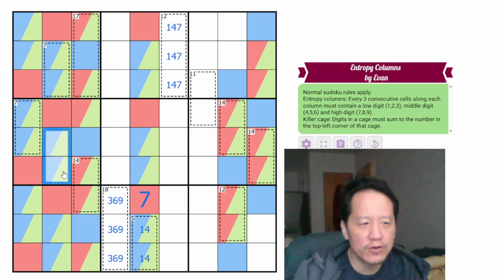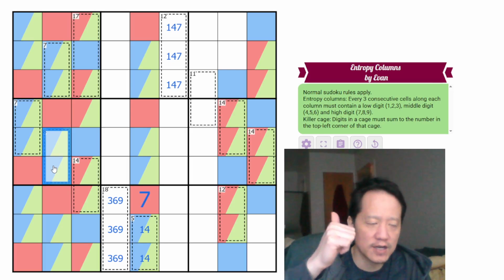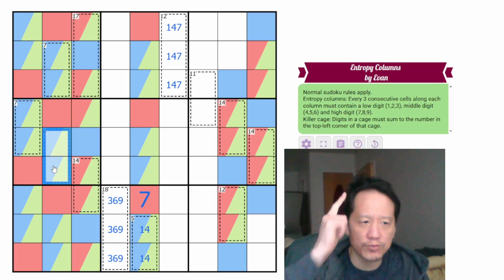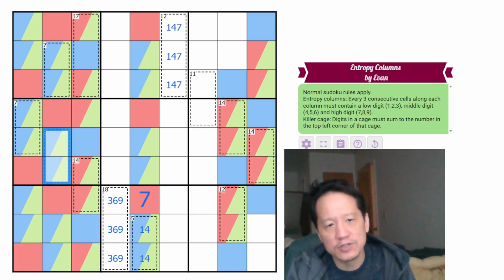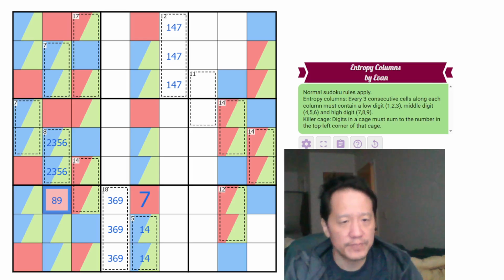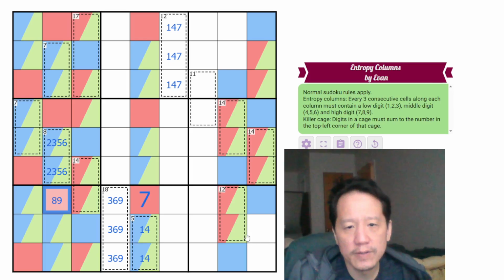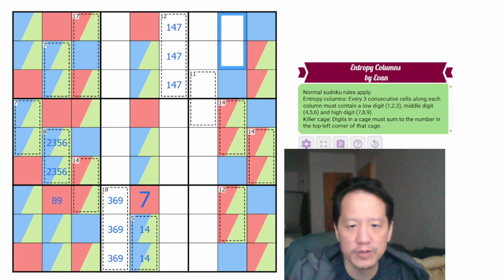Well, we have a low and a middle adding up to 8. So 1 and 7 is removed because 7 is high. It has to be 2, 6, or 3, 5. But we're not sure which. So this is 2, 6, or 3, 5. This has to be specifically 8 or 9. These are middle and high. These are middle and high.